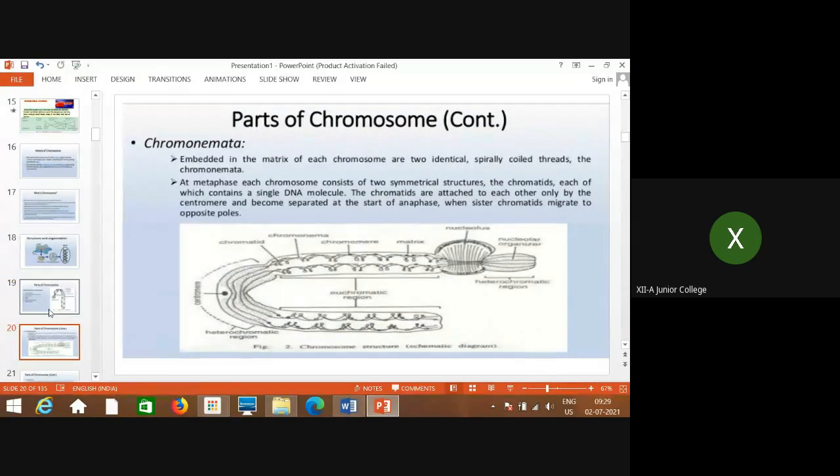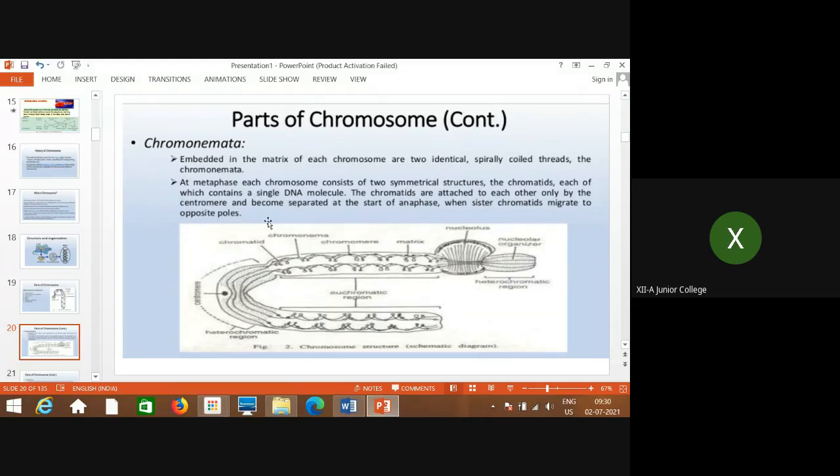What are these parts? Embedded in the matrix of each chromosome are two identical spirally coiled threads. They are called chromonemata. Chromonema is singular, chromonemata is plural. So there are two identical spirally coiled threads.